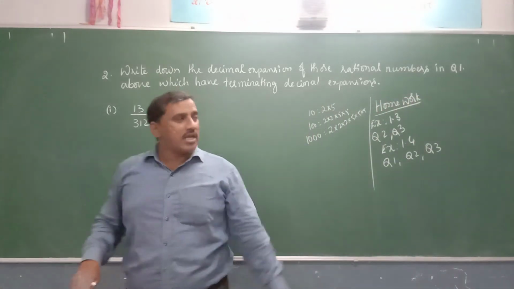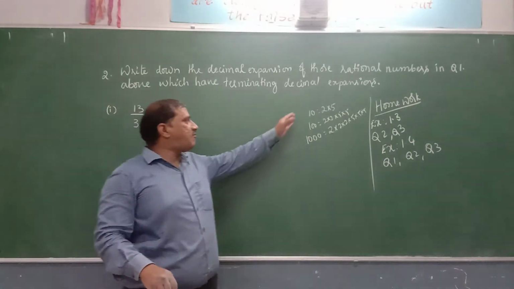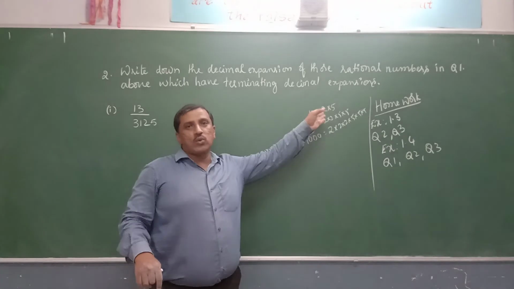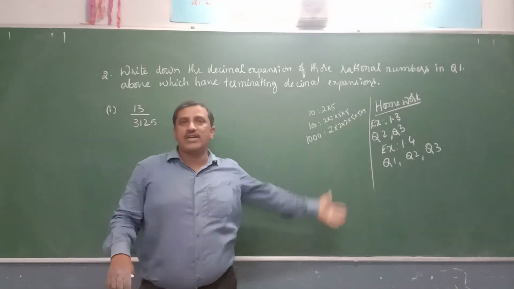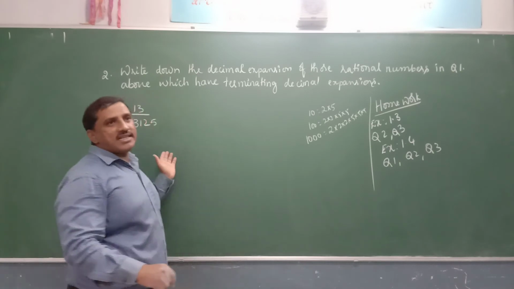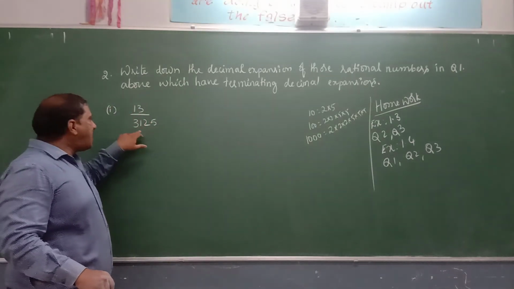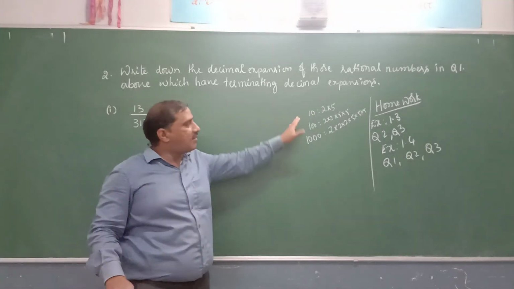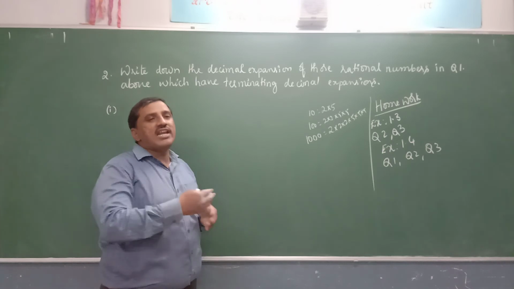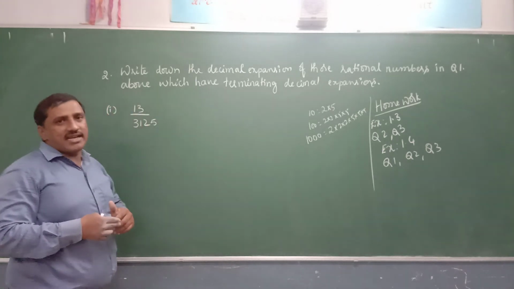So the multiples of 10, we have all the prime factorization of multiples of 10: we have 2 and 5. So it is in the form of 2 to the power of n into 5 to the power of m. Then we can say that those decimal expansions terminate. So identify the prime factorization of the denominator, whether it is in this form or not. If it is not in this form, we need to multiply by the number whose prime factor is not there.